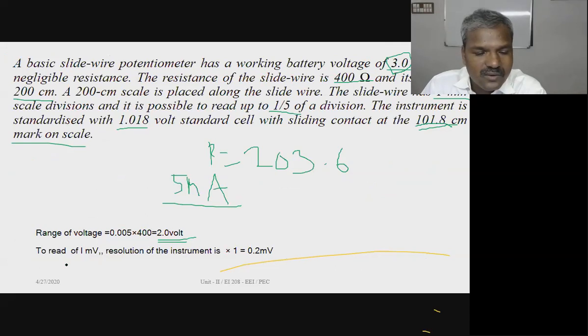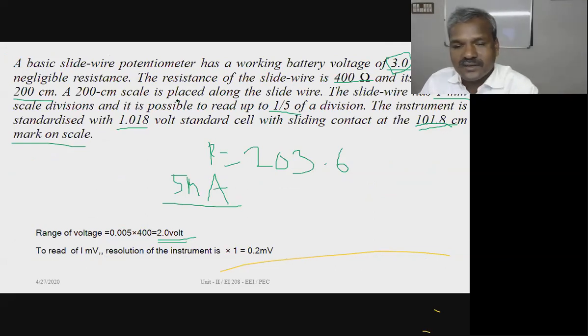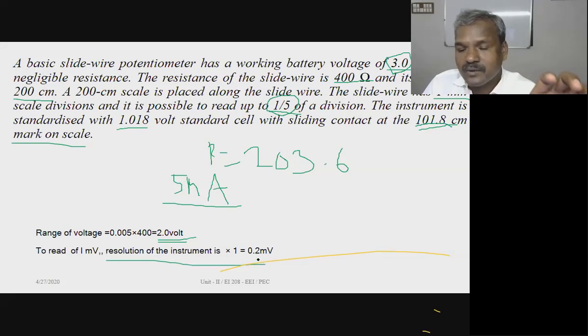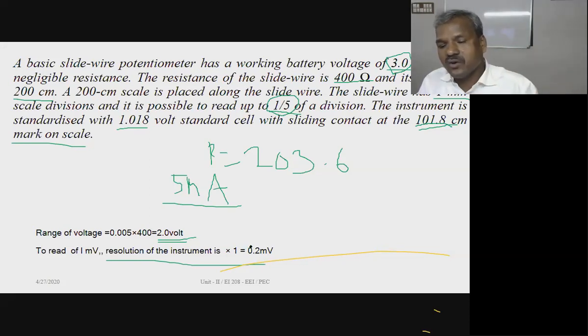To read 1 millivolt, since the scale has 1 millimeter divisions, it is 1 millivolt per division. The resolution of the instrument is 1 by 5 of the division. That means 1 millivolt divided by 5 gives 0.2 millivolt. So 0.2 millivolt is the resolution of the potentiometer. This type of problem will be asked in potentiometer circuitry. Clear? Please try to understand.